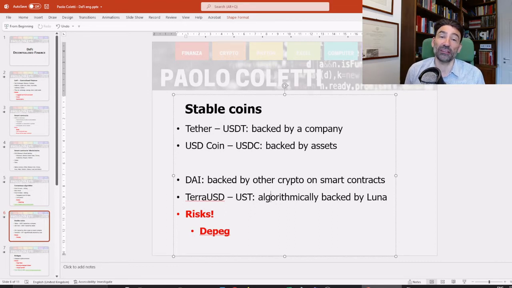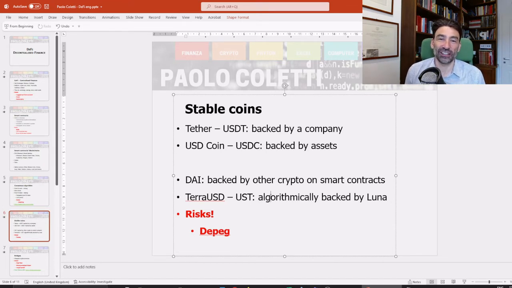So the behavior should remind you of the moon and Earth. The moon goes around the Earth and fixes the tide level. You know that the tide level depends on where the moon is. And it's the same. Luna goes around. Luna is there just to fix the value of Terra USD.